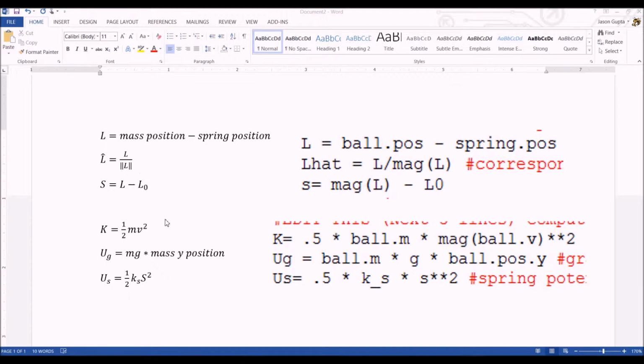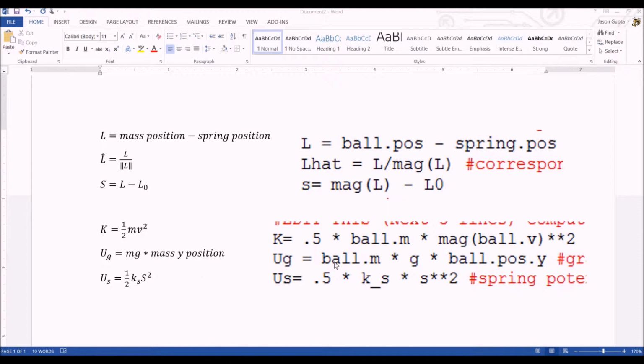We need to find the kinetic energy of the spring mass system, the gravitational potential energy, and the spring potential energy. The kinetic energy is 1/2 mass times velocity squared. The gravitational potential energy is mass times gravity times the mass's vertical position, also known as mass times gravity times height. The spring potential energy is the integral of the spring constant times the stretch. We take the integral because the force is changing. Thus, we get 1/2 times the spring constant times the stretch squared.